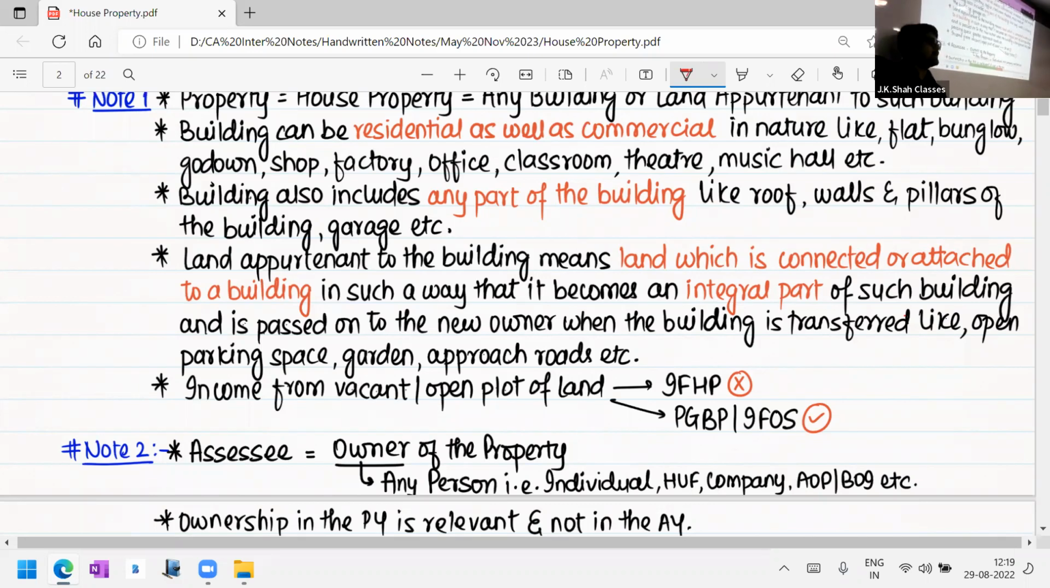See what happens. In the assessment year, the income is taxed. For any source of income you have, if you are earning income from that source, that income is taxed during the assessment year, whether or not you have that source in the assessment year. If in the previous year you had a source of income and earned income from it, then yes, sir.